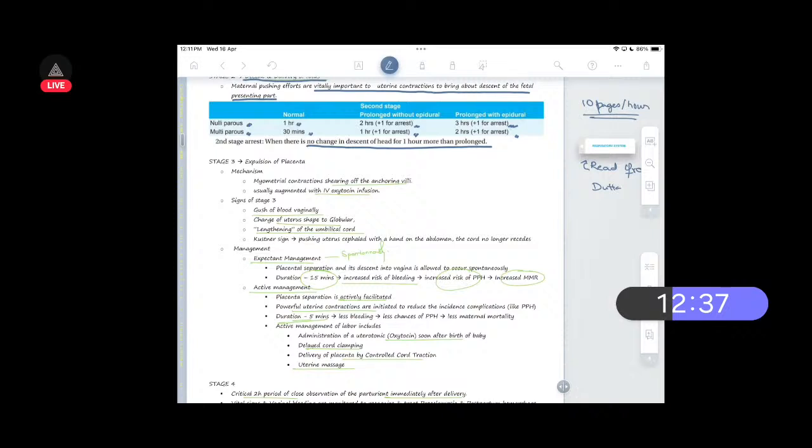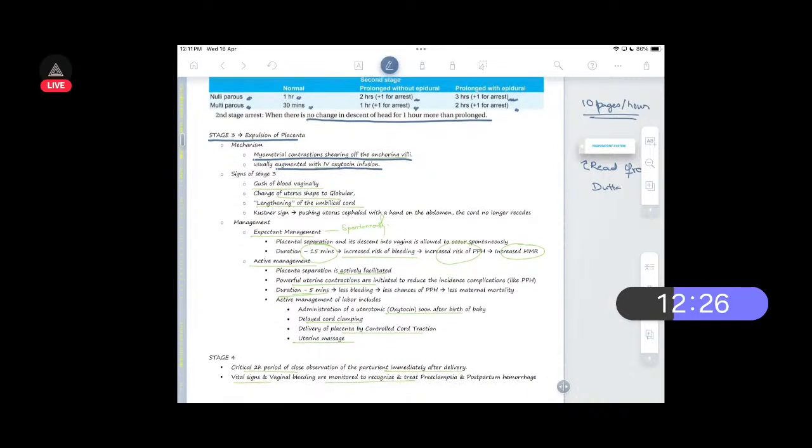Then stage 3 is expulsion of the placenta. It is by myometrial contractions and shearing of anchoring villi, usually augmented with IV oxytocin infusion. So signs of stage 3: you have gush of blood vaginally, change of uterine shape to globular, lengthening of the umbilical cord, and Kustner sign, which is pushing the uterus cephalad with a hand on the abdomen and the cord no longer receding.